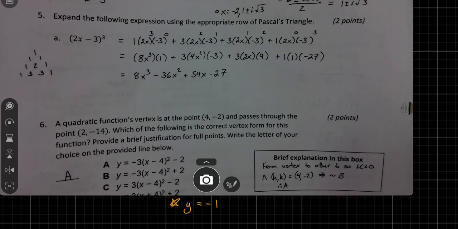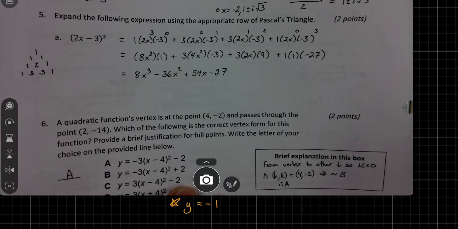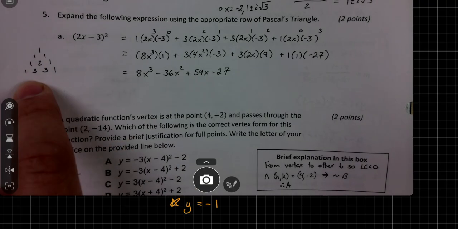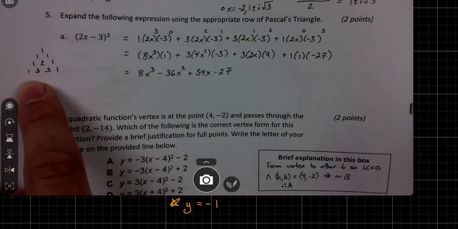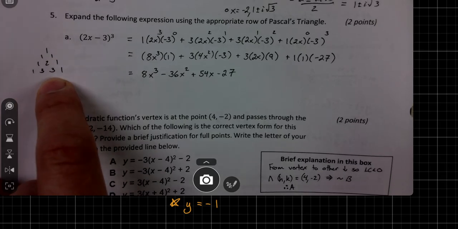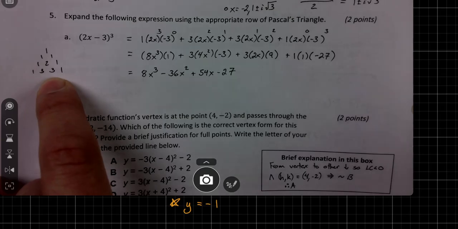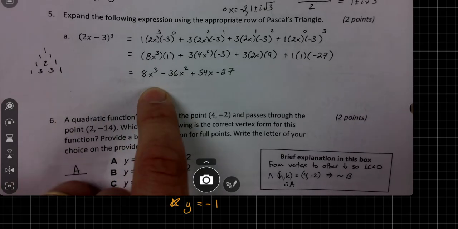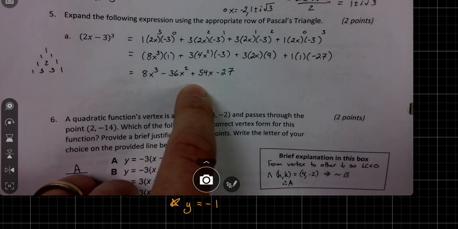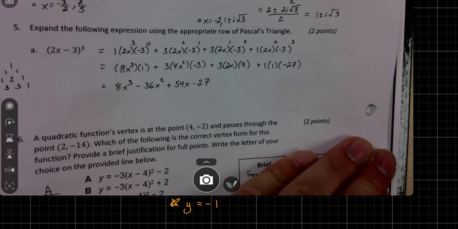All right, on number 5. Here we are, looking at this. Did you use Pascal? My hope is that it's not taking up a gigantic amount of space on your note sheet. But I did sketch it out to get the first 3 or 4 rows. It should be the first 3 rows, right, because we started at 0. But we should get 8x cubed minus 36x squared plus 54x minus 27.